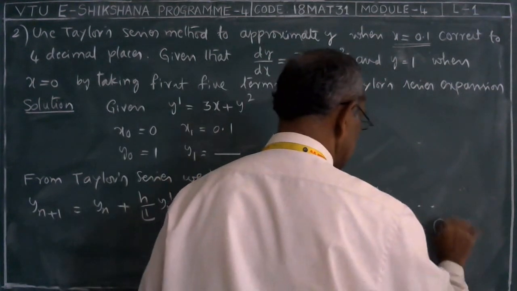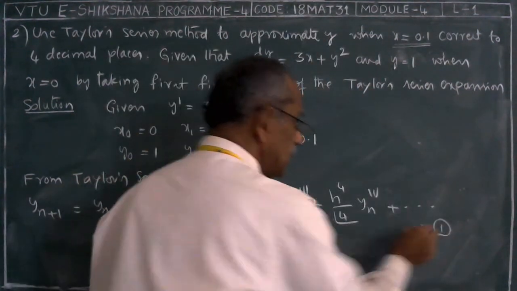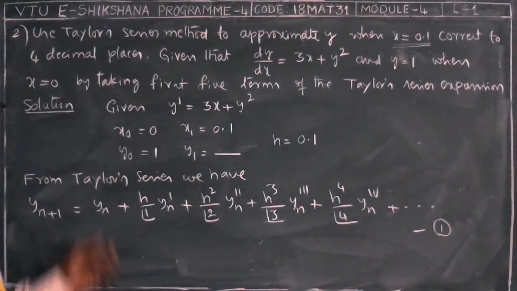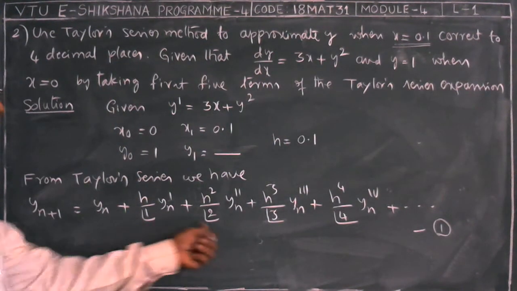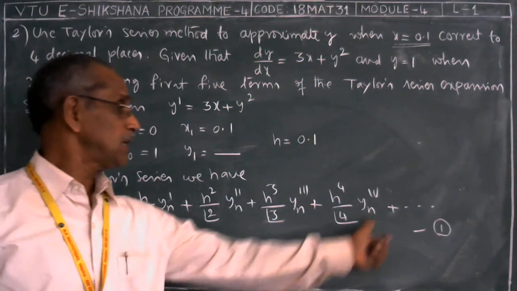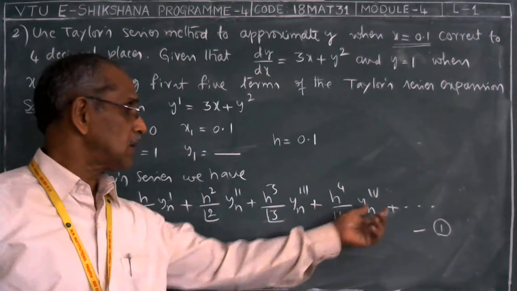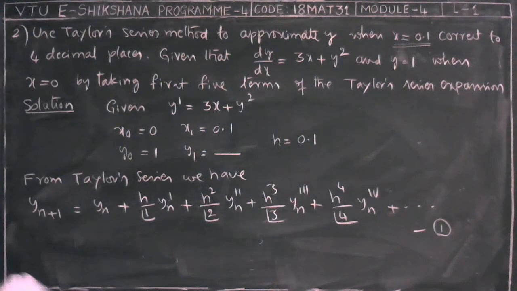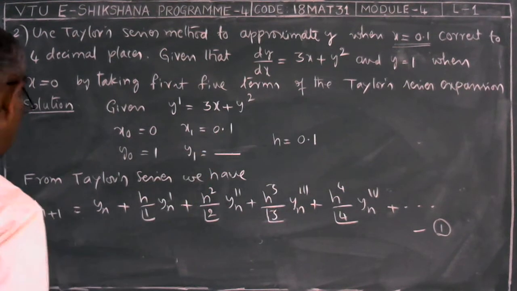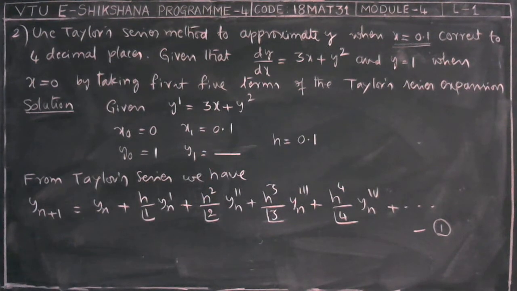So as for the problem, I have considered the first 5 terms: 1, 2, 3, 4, 5. So I need to calculate the 4th derivative also and substitute here. Now, to find the value y1, I have to fix n equal to 0. So put n equal to 0 in relation 1.